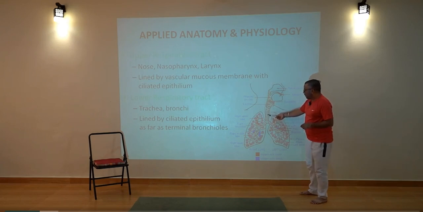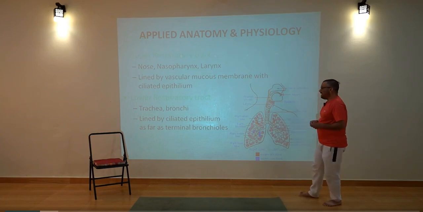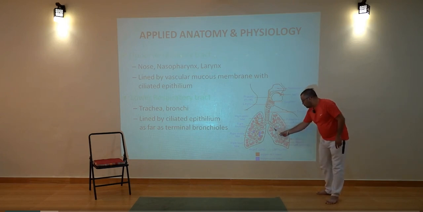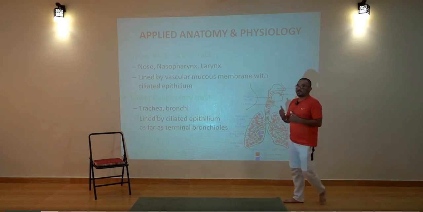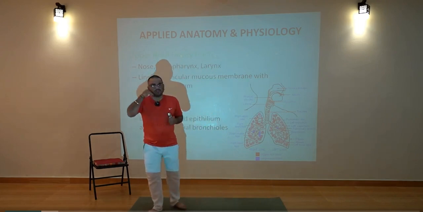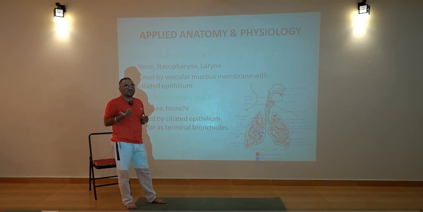Then you have the bronchi, right bronchi and left bronchi, lined by ciliated epithelium as far as the terminal bronchioles, up to the bronchioles. Here we have the lower respiratory tract. So this is the division of your two tracts. Sometimes we say the problem comes to the URT, upper respiratory tract infection, or lower respiratory tract infection.